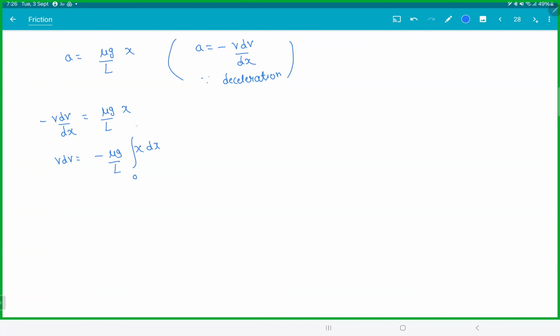This will go from 0 to L. When the block completely enters, the length is L, and the speed will go from initial speed u to v. So we get v square minus u square by 2 is equal to minus mu g by L into x square by 2. The limits will give L square by 2. So v square will be u square minus mu g L. Now be careful. What is this v? This v is the speed of the block when it has just completely entered.